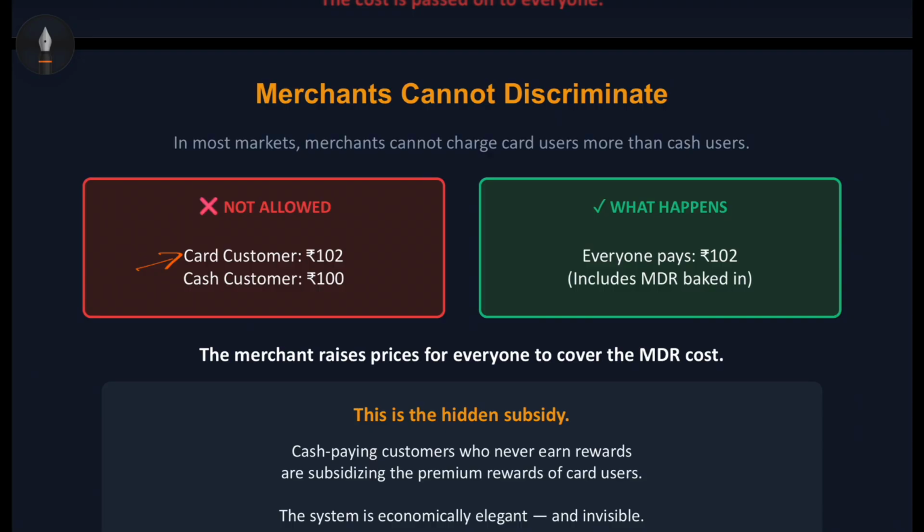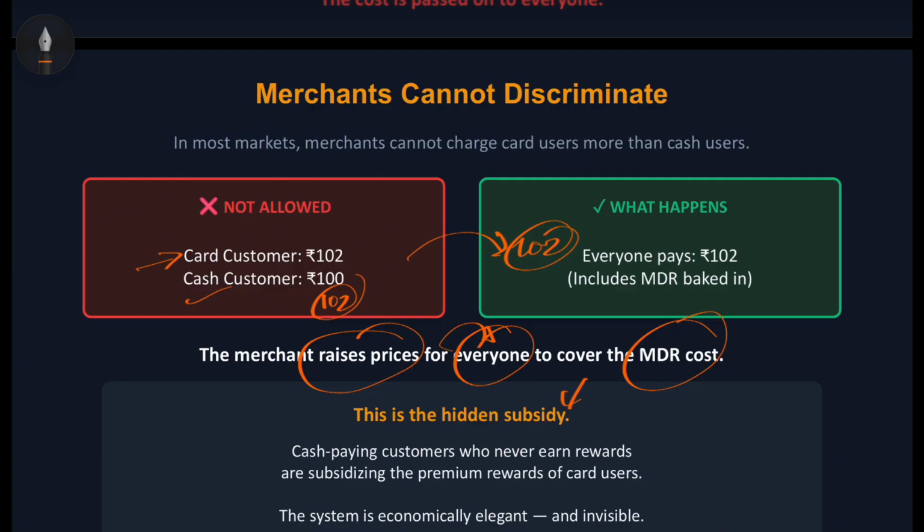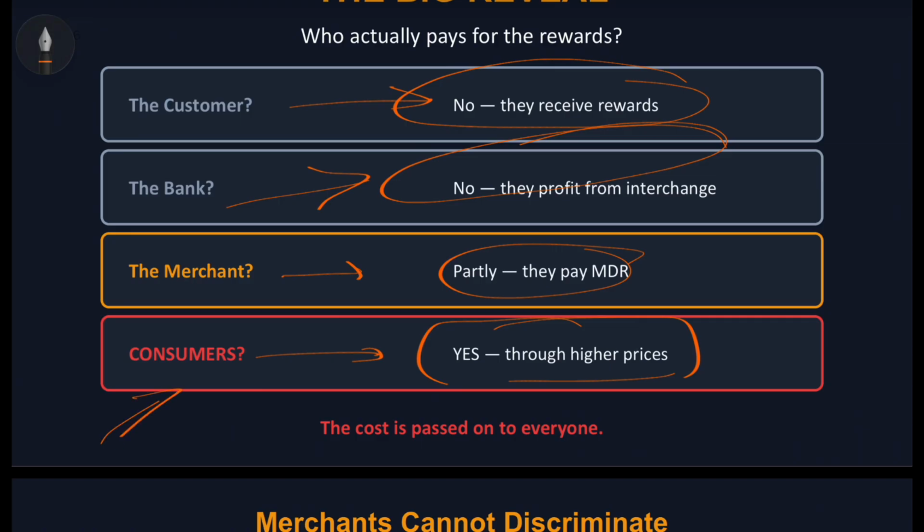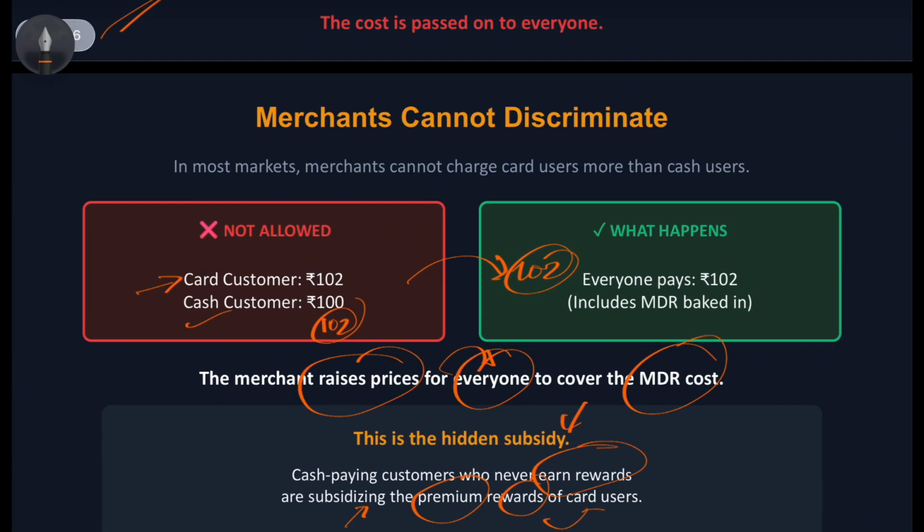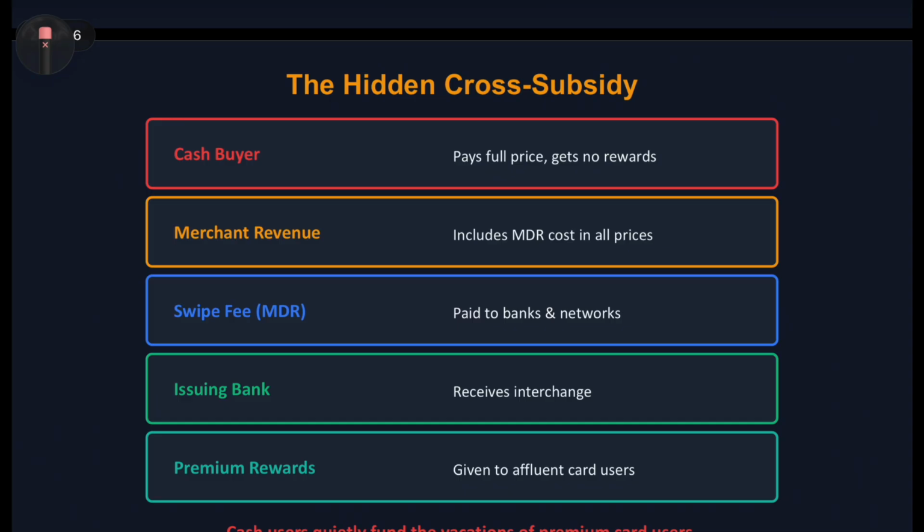So usually what happens is the price is now changed to 102. So even if you are a cash customer, you are paying 102 rupees. The merchant raises prices for each and every one so that the MDR costs are covered, right? And this is the hidden subsidy. See, cash paying customers who never actually earn the rewards are basically subsidizing these premium rewards for the card users. That's why consumers, through paying higher prices, eventually make the merchants comfortable in paying the MDR as well, right?